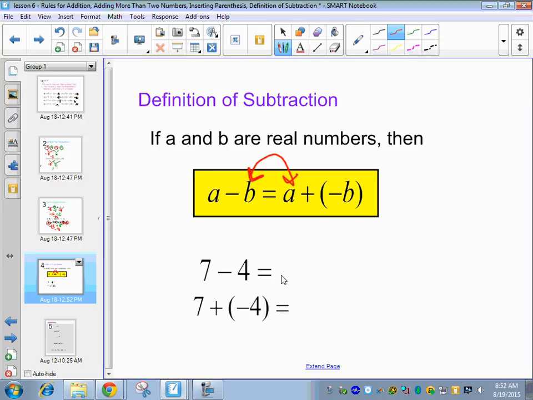Okay, so 7 minus 4 gives us 3, right? 7 plus negative 4, we can rewrite that as 7 minus 4, and it gives us 3. Same thing. So if you prefer it one way or the other, stick to it.